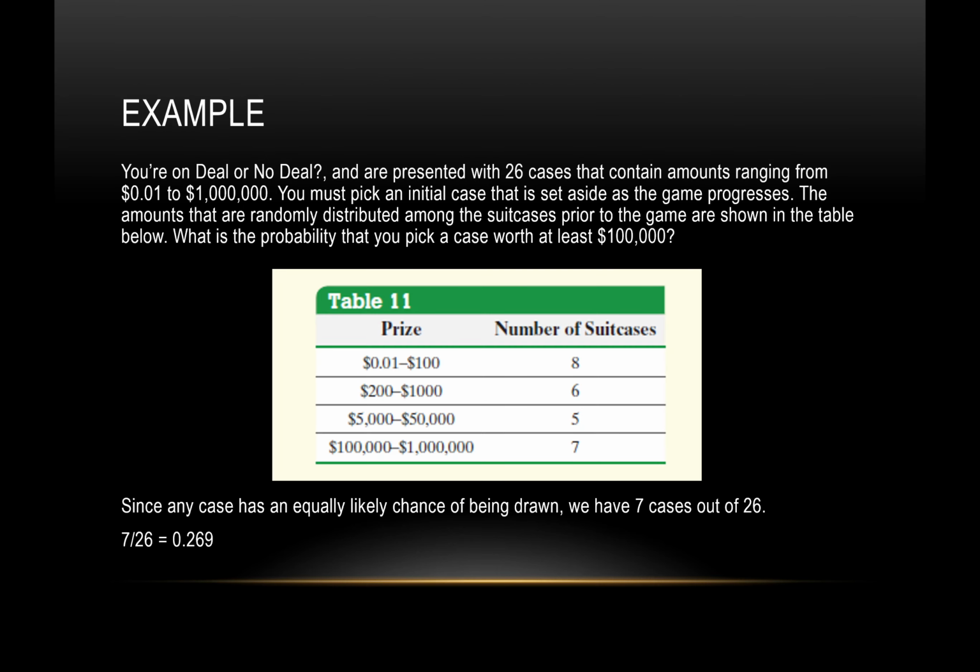So let's move on. You're on Deal or No Deal and are presented with 26 cases that contain amounts ranging from 1 penny to $1 million. You must choose the initial case to set aside. The amounts that are randomly distributed among suitcases prior to the game are shown in the table. What is the probability that you pick a case worth at least $100,000? So there are clearly 7 of those cases that are worth $100,000 or more, and there are 26 total. So 7 out of 26. This is a very simple problem. Hopefully you guys can figure stuff like that out without too much thought. You probably don't even need that flow chart for that.